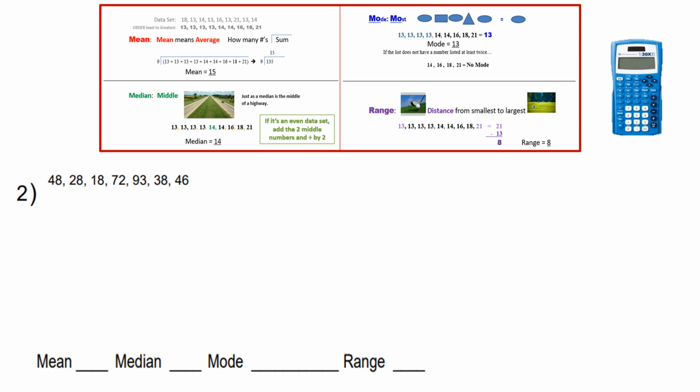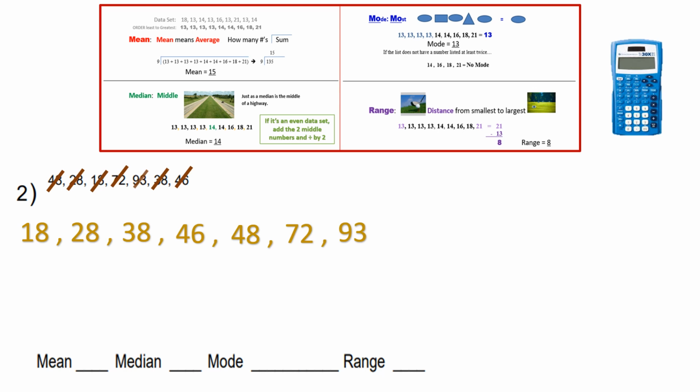Now, each and every time, since we're doing the group set of mean, median, mode, and range, I'm going to start by putting my numbers in order from least to greatest. I know that you don't need to do that for the mean or the average. However, since we're doing all 4, we're going to just start there each and every time. That way I can keep track of my different steps as I'm doing them. So I find my smallest number in my data set, and that's going to be the first on my list. I cross it off my list so I know I've used it. So I have 18, followed by 28, 38, 46, 48, 72, and 93.